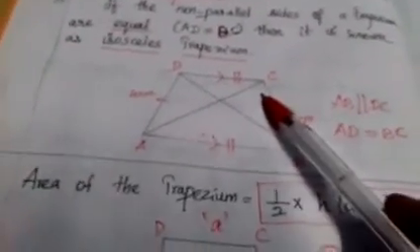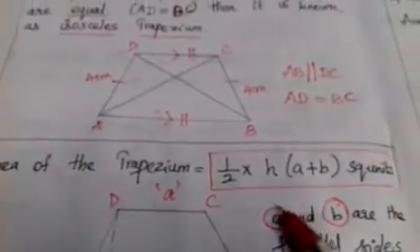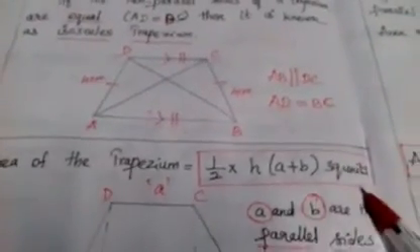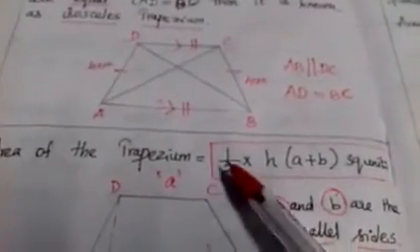Okay students, then let us see the formula. Area of the trapezium is half into h into a plus b square units. This is how we find the area formula.